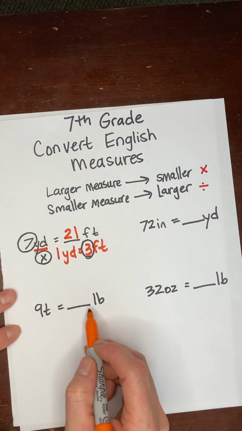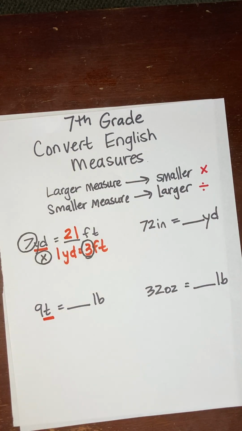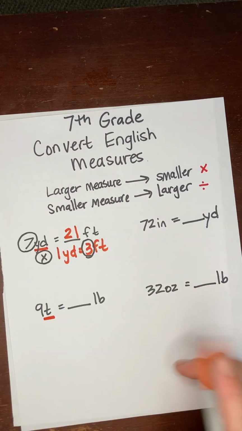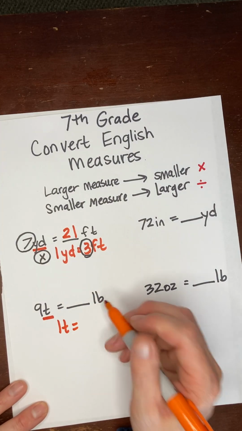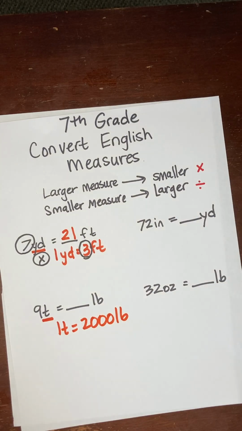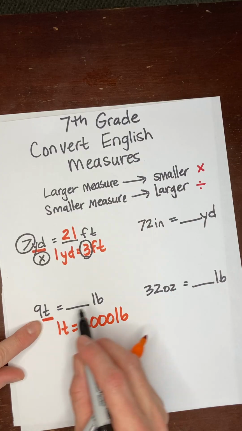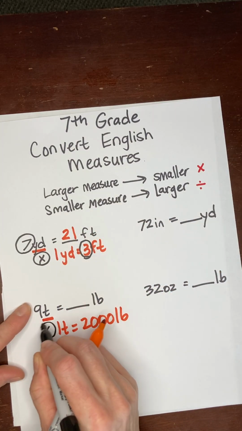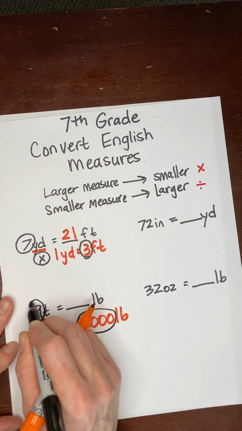9 tons equals how many pounds? Well, which one's bigger, tons or pounds? Well, tons are bigger. Okay, so if we look here on our table, I can see 1 ton equals 2,000 pounds. So let's write that. We're going to write one of our bigger measure as a number of our smaller measure. Okay, now I want to know, should I multiply or divide? Well, I'm going from a bigger measure to a smaller one, right? Or larger measure to a smaller one. I'm going to multiply. Okay, this is my conversion factor, and this is the number I'm starting with.